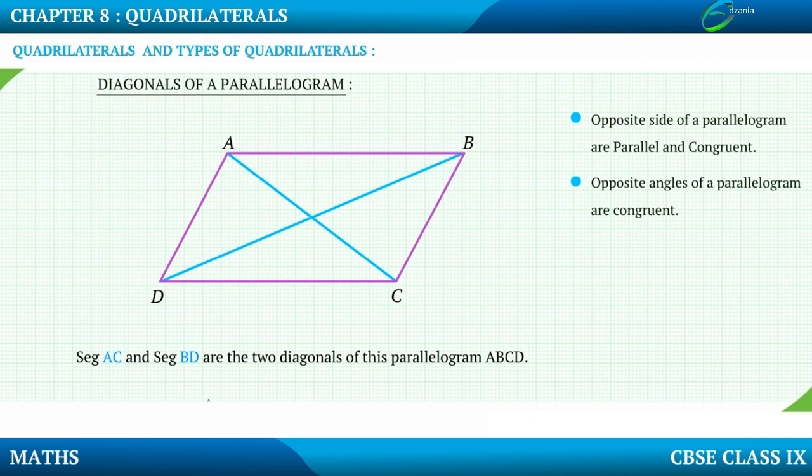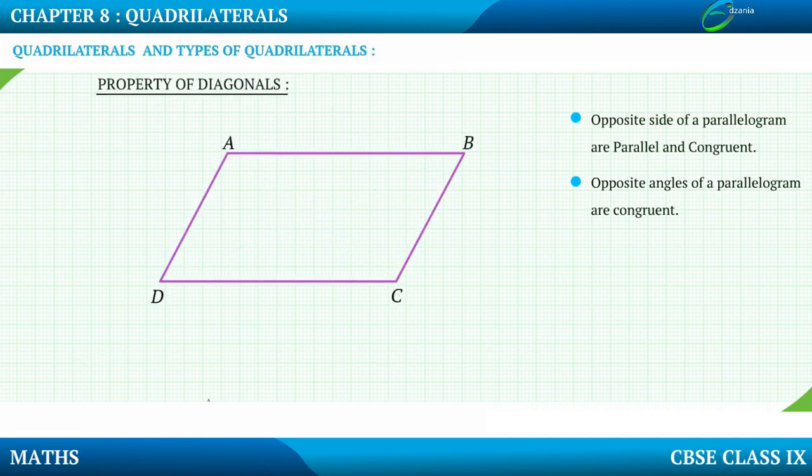The diagonals intersect each other at a point. Let us name this point as point O. So we can say that the diagonals of the parallelogram intersect each other in point O.